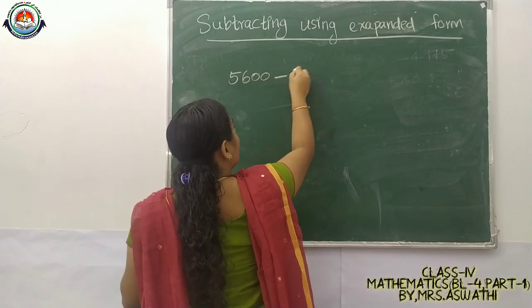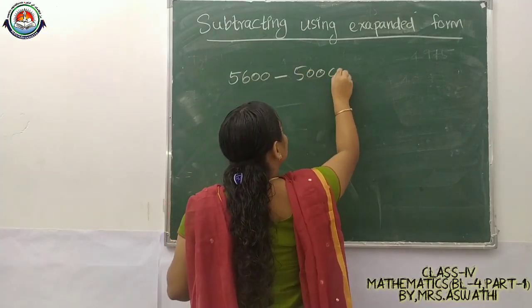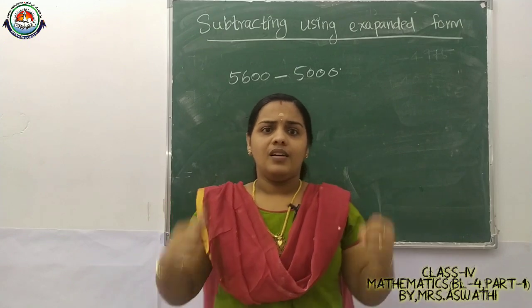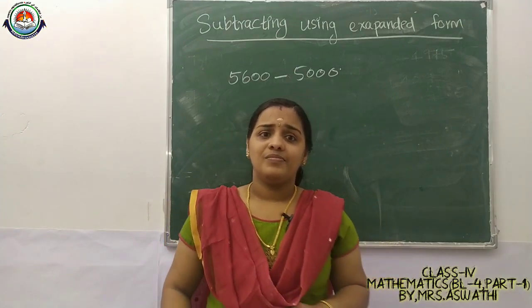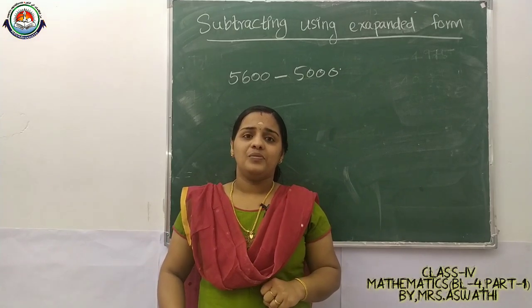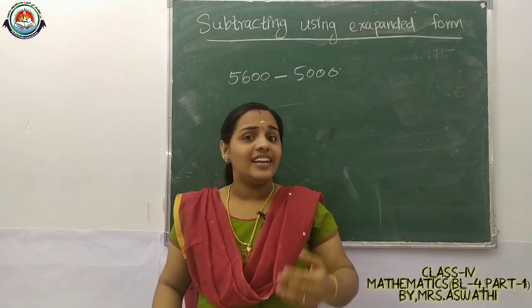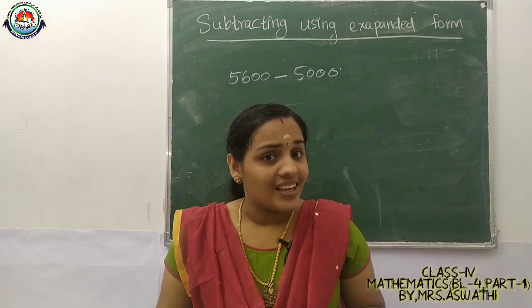5,600 minus 5,000. Quickly, you can find the answer. Do you get it? Yes.